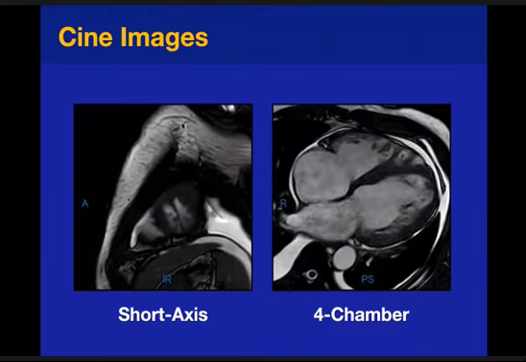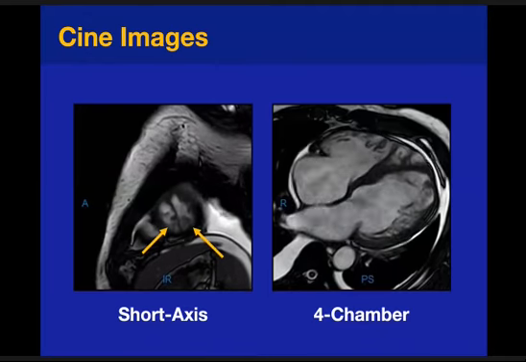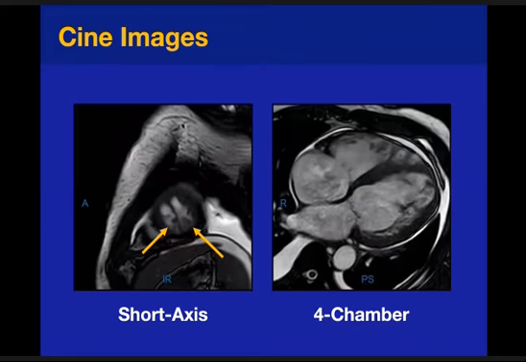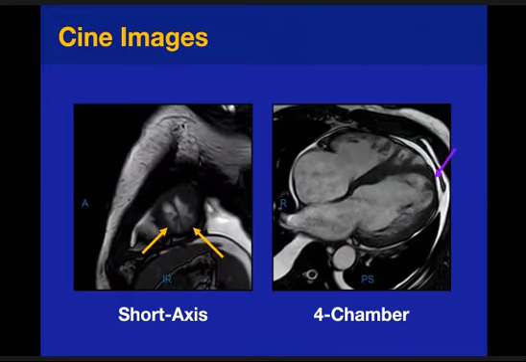Additional findings in this patient are pointed by the yellow arrows. At the apex, we can see these hypointense nodular filling defects that don't appear to be part of the prominent trabeculations. You can also see it here in the 4-chamber view as pointed by the violet arrow.